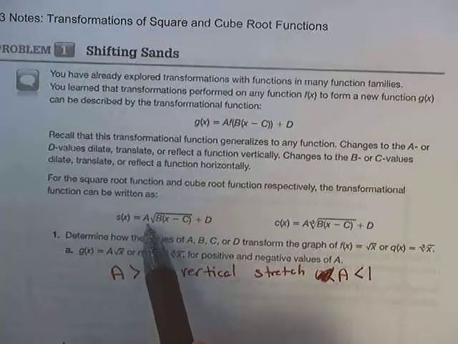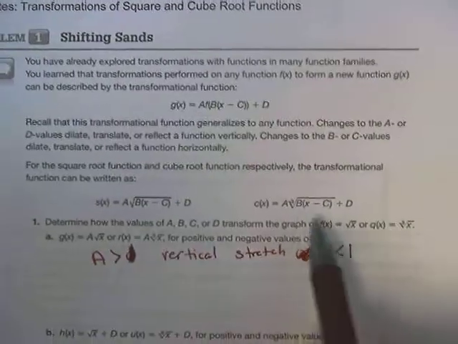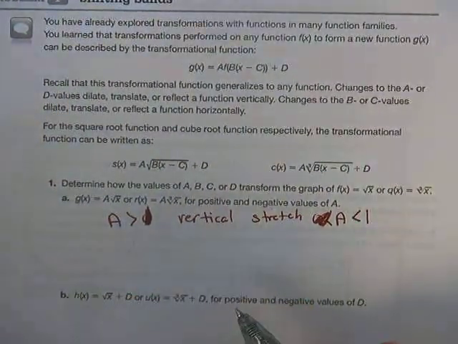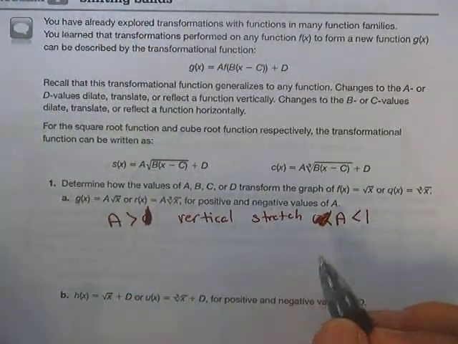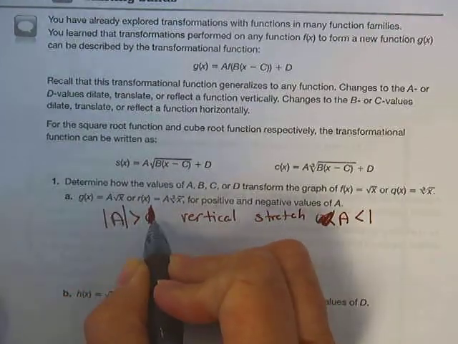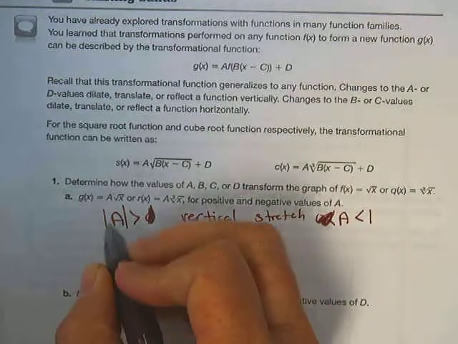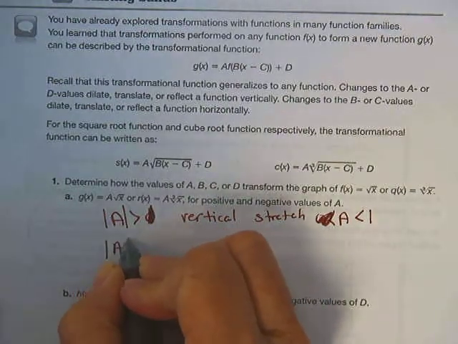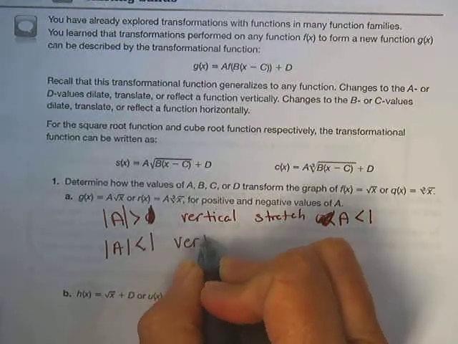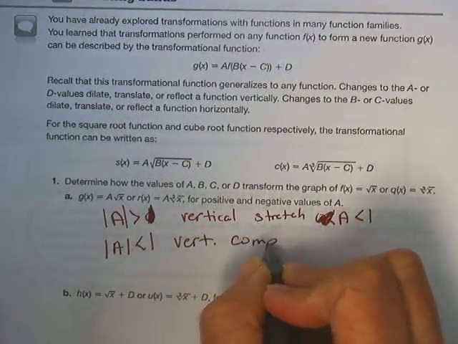Okay, so if we're looking at our transformation equation of a square root or a cube root function, what does a cause to happen? And this is similar to all our other function families. If the absolute value of a is greater than 1, we get a vertical stretch. If the absolute value of a is less than 1, so it's a fraction, we get a vertical compression.